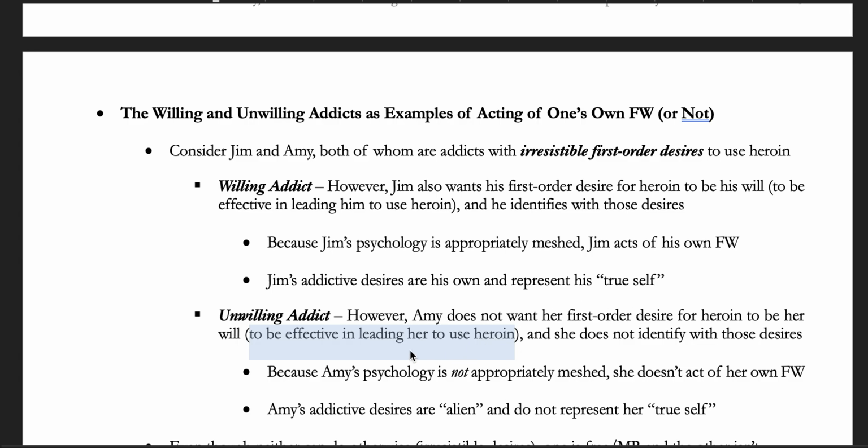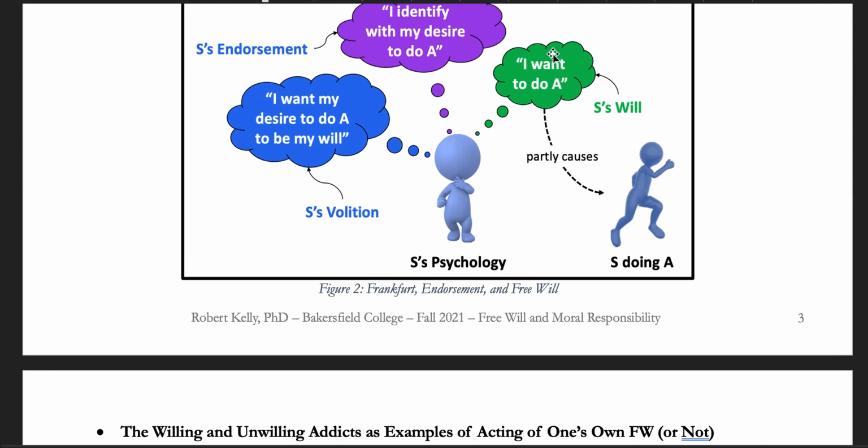Her desire to do heroin, she does not identify with it, right? So it's basically like saying she is a victim of her desire. She succumbs sort of against her will to use heroin. And she doesn't endorse the desires. She really wishes these desires would go away and she could get help. Okay. Because her psychology is not appropriately meshed, right? She has this desire to do heroin, but that's because she has an addiction. And it's irresistible, so it sort of causes her. So it is her will, but she doesn't act of her own free will because she doesn't have this stuff.